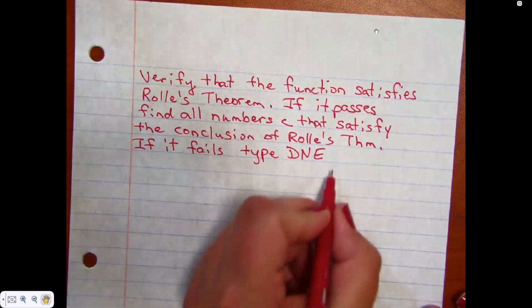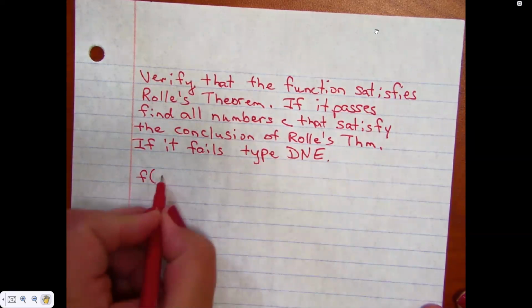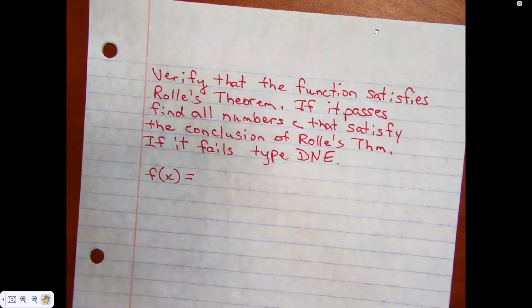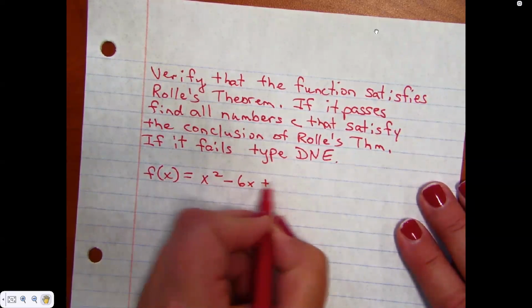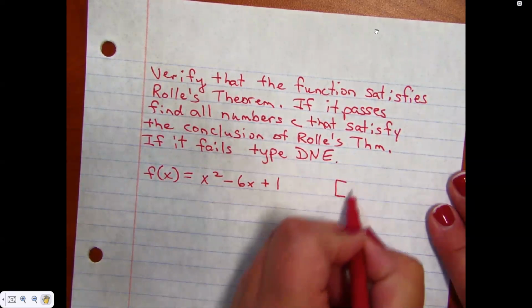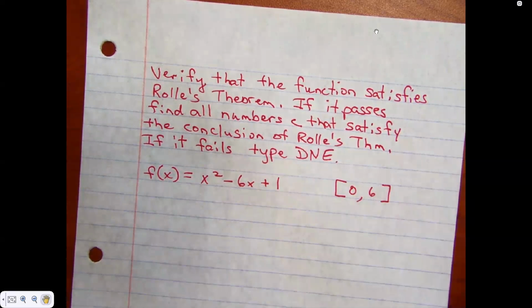All right, let's look at some. We've got 6 if we can make it. First one is x squared minus 6x plus 1, and the interval is from 0 to 6. Can we pause? How do we do on the directions? They're a little lengthy.